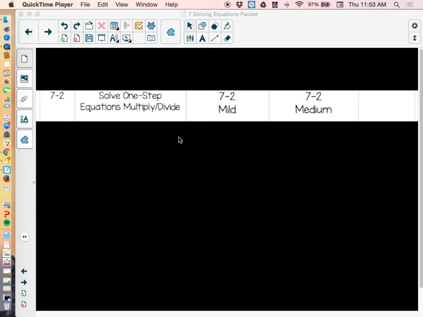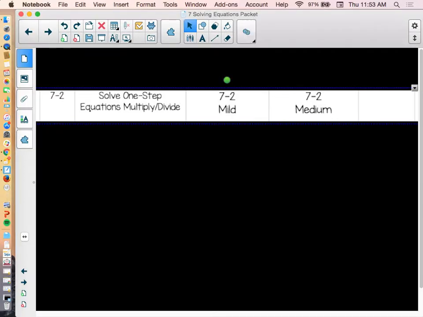All right. So today we are talking about solving one-step equations with multiplying and dividing. This is 7-2. And again, we've got mild and we've got medium homework that you get to choose from depending on how comfortable you are with this.